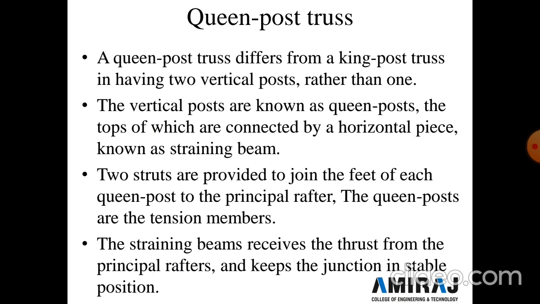The queen post truss differs from the king post truss in having two vertical posts rather than one. The vertical posts are known as queen posts, and the tops of which are connected by a horizontal piece known as a straining beam. Two struts are provided to join the feet of each queen post to the principal rafter, and queen posts are tension members. The straining beam receives the thrust from the principal rafters and keeps the junction in a stable position.